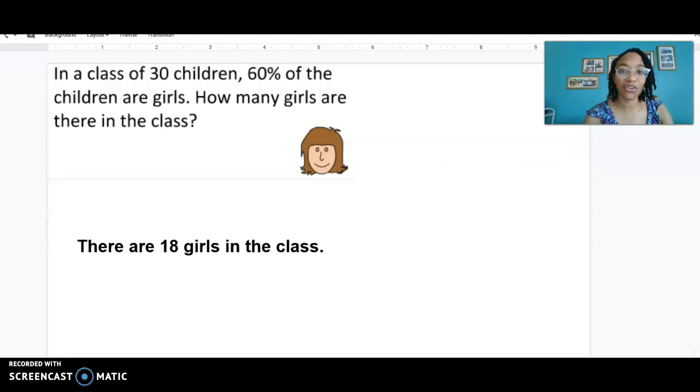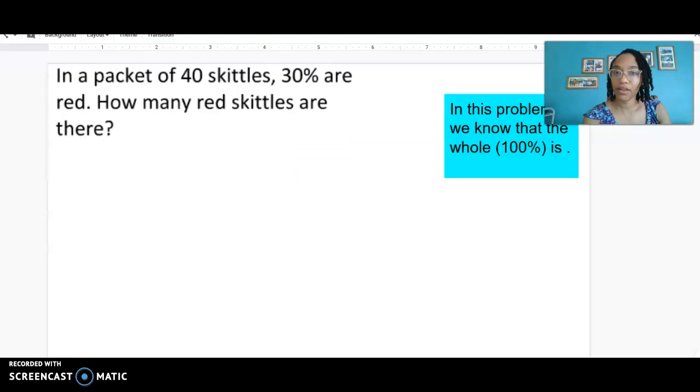There are 18 girls in the class. Okay, when we do 60 over 100 times 30, we can simplify the 30 and the 100 by dividing by 10. And then we can simplify the 10 and the 60, that 10 was left over from the 100, by dividing by 10. And that gives us 18 girls in the class because we've multiplied 6 times 3.